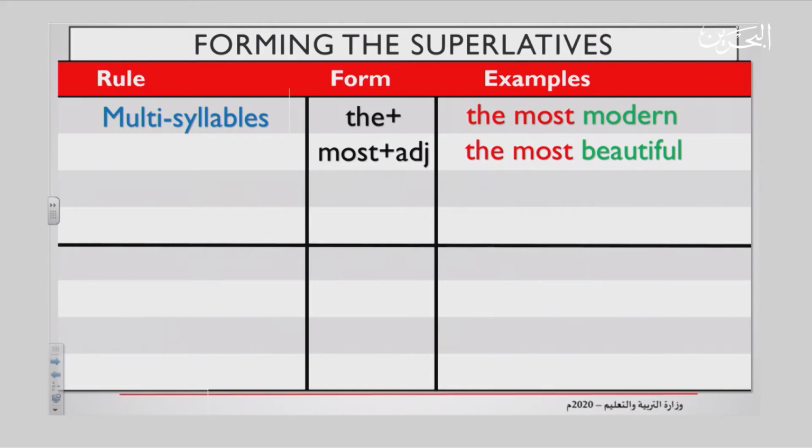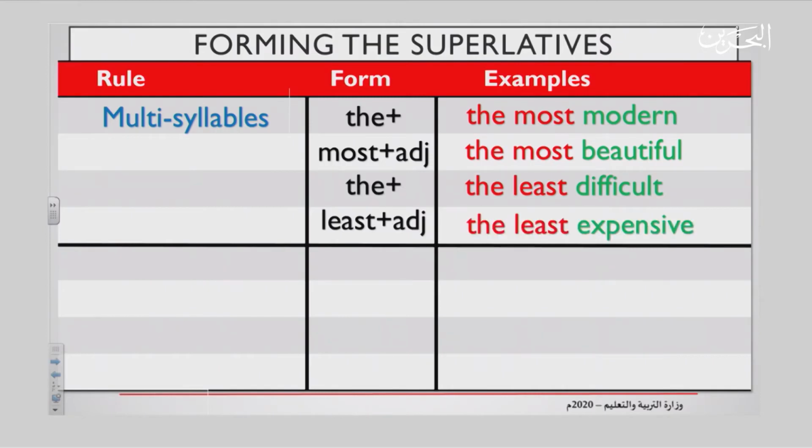Now, most is a positive. You can use the negative, which is least. You say the least difficult. Difficult is a three-syllable adjective. The least expensive, it means the cheapest.